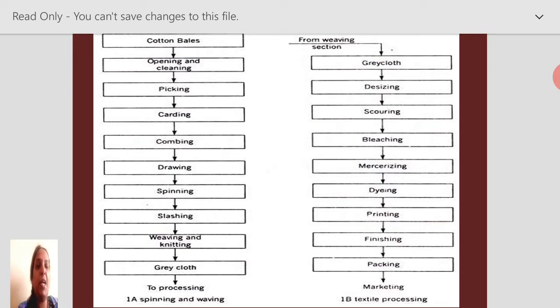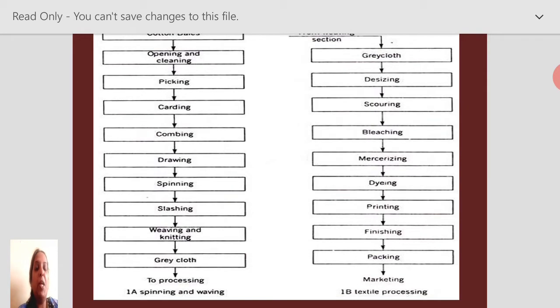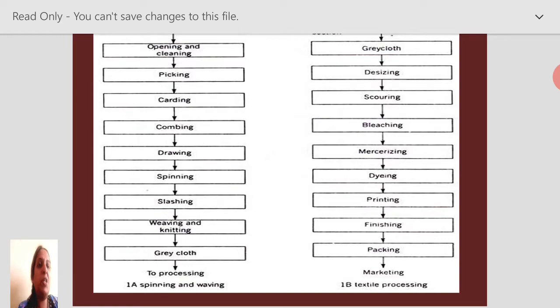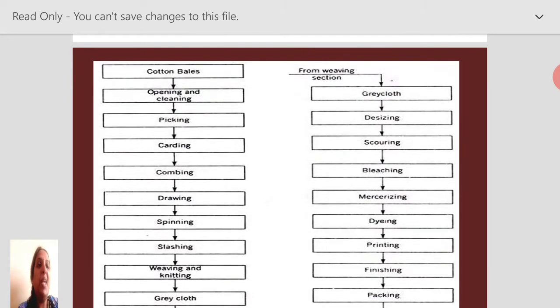Then it will be taken to the spinning units, where it will be spun into bobbins. Then it will be taken to slashing, weaving and knitting units, where the final woven cloth will be formed. These are all the dry processes happening in the textile industry. When you come to the wet process, you will have desizing, scouring, bleaching, mercerizing, dyeing, printing, finishing and packing. These are the units which constitute the wastewater from this textile industry.